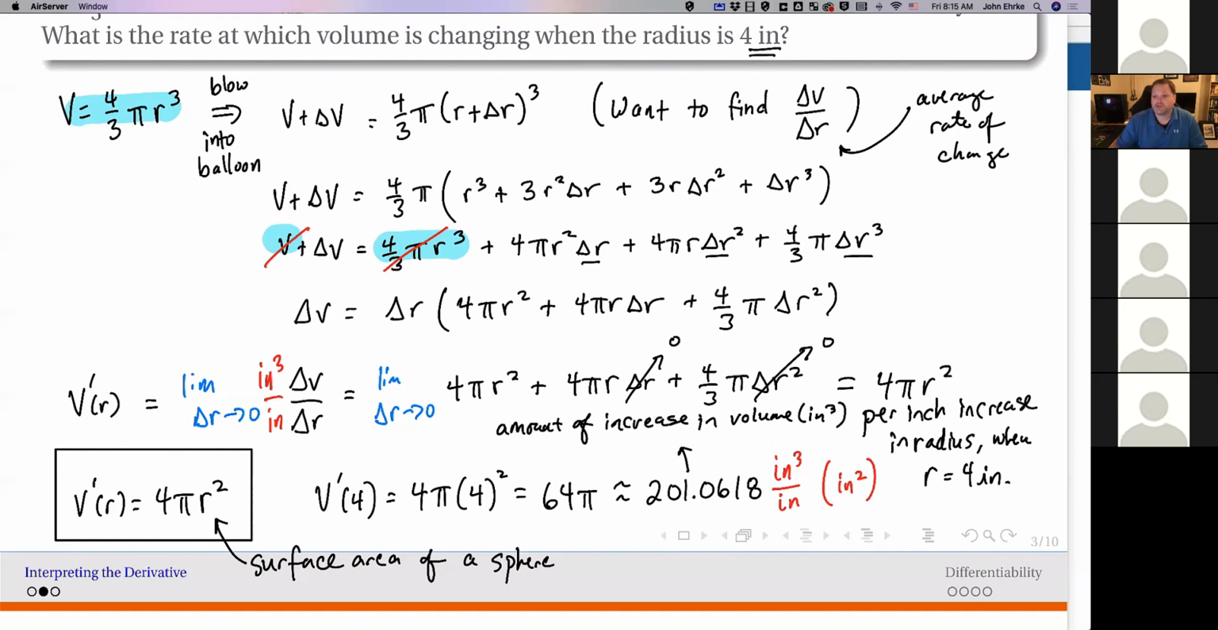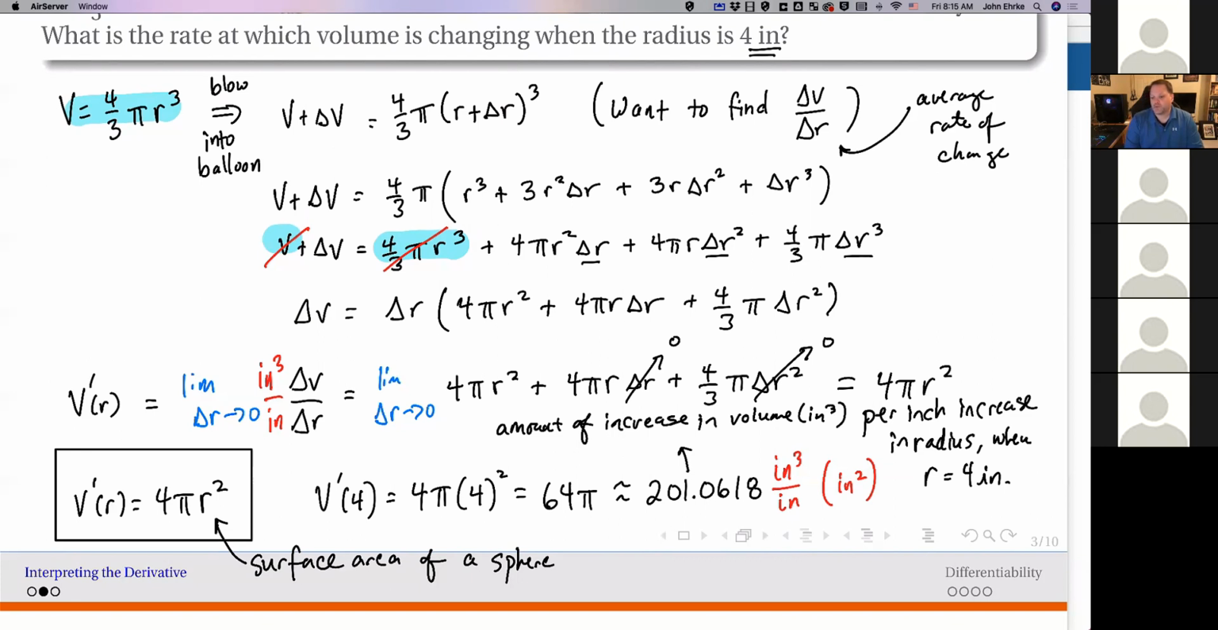I mean, we're changing the volume, but that's also expanding the surface area of the sphere. So it makes sense that this would be inches squared here. The two concepts are related, right? The derivative of volume would be area, right? The derivative of area would be length, right? These are the kinds of things that we're going to try to connect this semester.